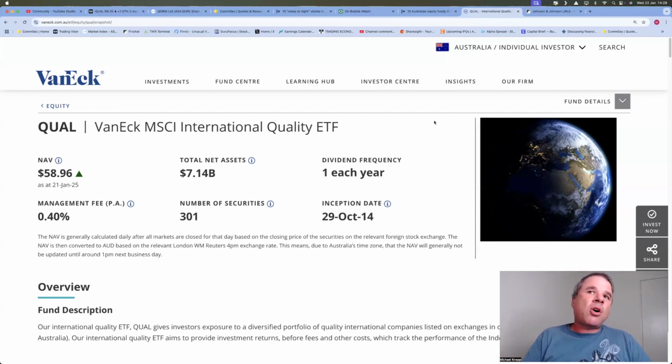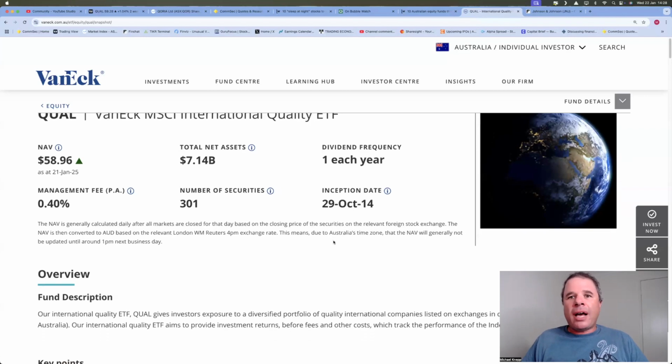Hence the reason I've decided to start this particular series with the VanEck MSCI International Quality ETF. Ticker code on the ASX is QUAL. I just want to see how they define quality, and then I just want to see the makeup of this particular ETF. So what I'll do is quickly go through the fund description, how they define quality.